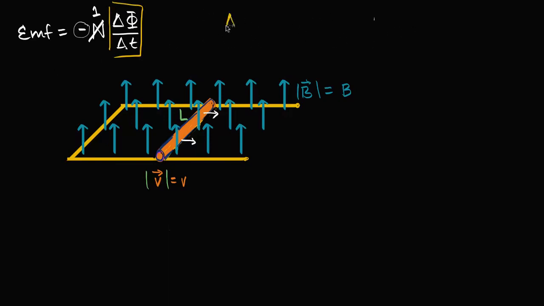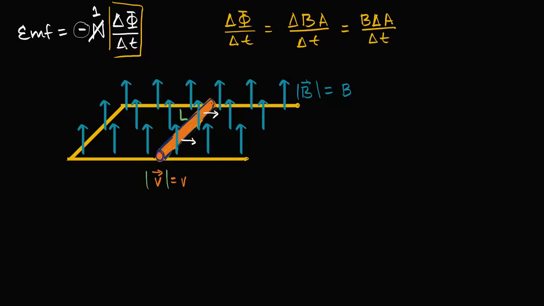Let me just write it here. Our change in flux over change in time. Well, our change in flux in this case is going to be our change in the magnitude of our magnetic field that is going perpendicular to the surface times the area of our surface, over our change in time. And what is this going to be equal to? Well, B is constant. It's not going to change over the time that we care about. So the change in B times A is really just going to be B times our change in area, over how much time goes by.